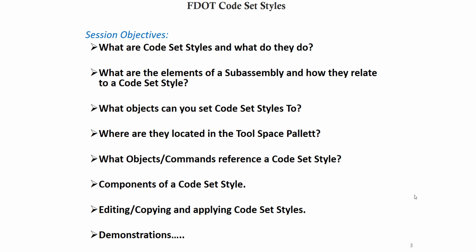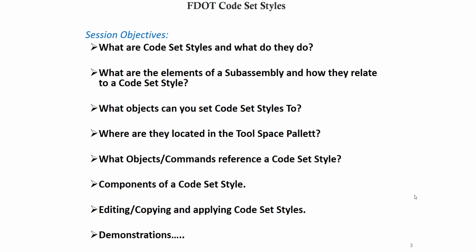So our objectives in this session: we're going to talk about what code set styles are and what they do. Then we'll talk about the elements of a subassembly and how the point links and shape codes of a subassembly relate to a code set style. Then we'll talk about what objects you can apply code set styles to, where they are located in the Tool Space Palette, how you can find existing ones that we already have, and how you create new ones or copy ones that already exist.